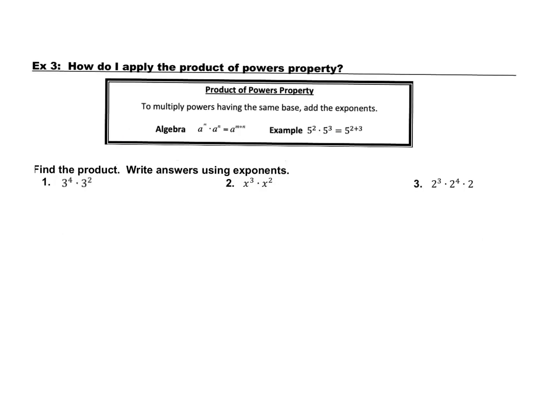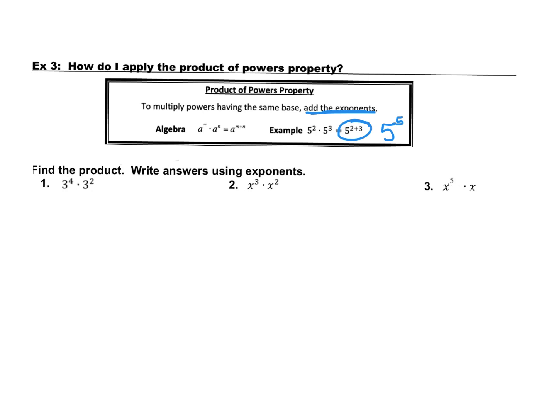All right, so now we're ready to start multiplying our exponents. Example 3, how do I apply the product of powers property? The product of powers property says to multiply powers having the same base, we are going to add the exponents. So for example, I have a to the m power times a to the n power. I would add those exponents together. And you can see it better over here where we took 5 squared times 5 to the third. We would add those exponents together and we would get 5 to the 5th power. All right, so find the product. Write answers using exponents.